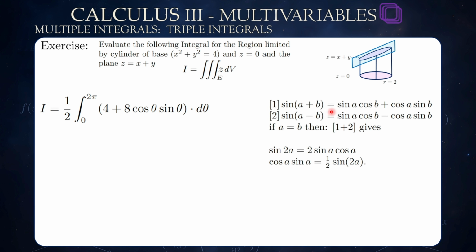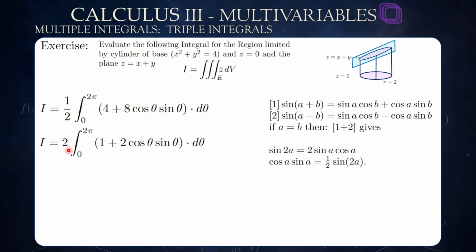Trigonometric identities. So you have sine(a+b) equals sine a cosine b plus cosine a sine b. Sine(a−b) is equal to sine a cosine b minus cosine a sine b. When we add the two together, you get sine 2a, if a is equal to b, is equal to 2 sine a cosine b, because sine 0 is equal to 0. So cosine a sine a is equal to 1/2 sine 2a.